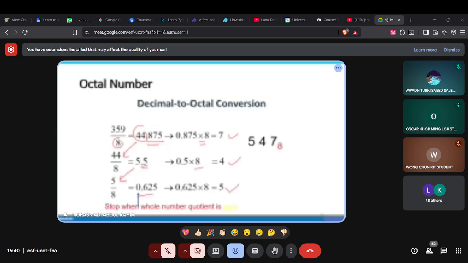Alright? Just remember the procedure of binary, same for hexa, same for octal divide. Only the method is a little bit different. But hexa and octal are almost similar.